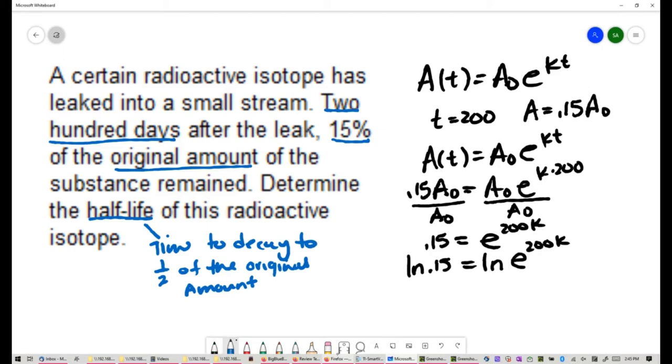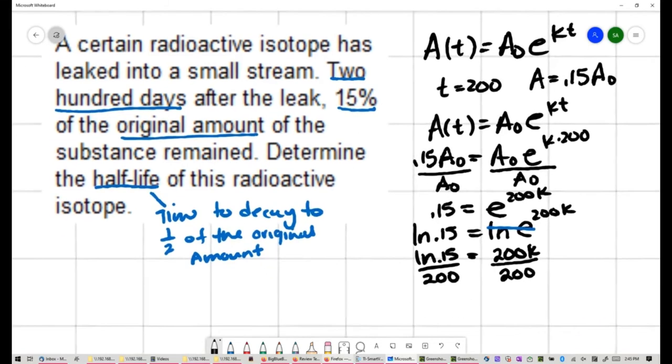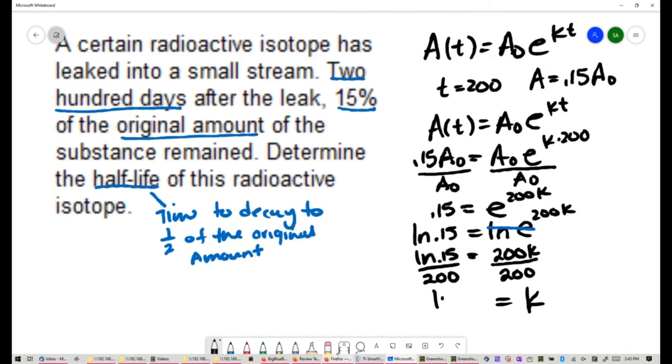And natural log and e are inverses, so they cancel each other out. So I've got 200k on the right and natural log of 0.15 on the left. I'm going to divide by 200 and get k is equal to natural log of 0.15 over 200. This is our decay rate. So I can use that decay rate to find the half-life.